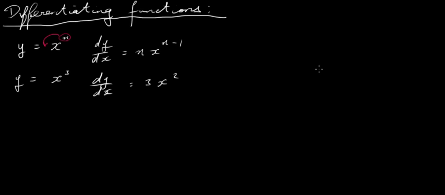Okay, so that's a basic example there. If we try, let's say, y is equal to 3x squared, well then dy dx will be, what you need to do here is take the power, bring it down here, multiply by 3, so you get 6. And x, subtract 1 from the power, so it's 6x to the power of 1.